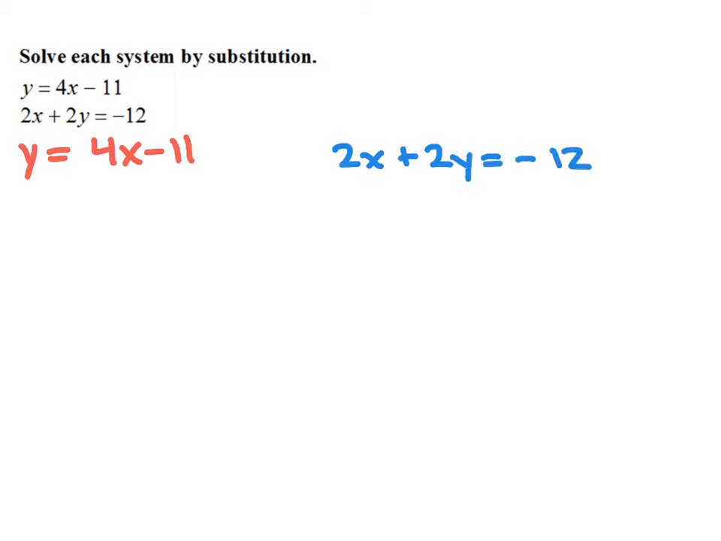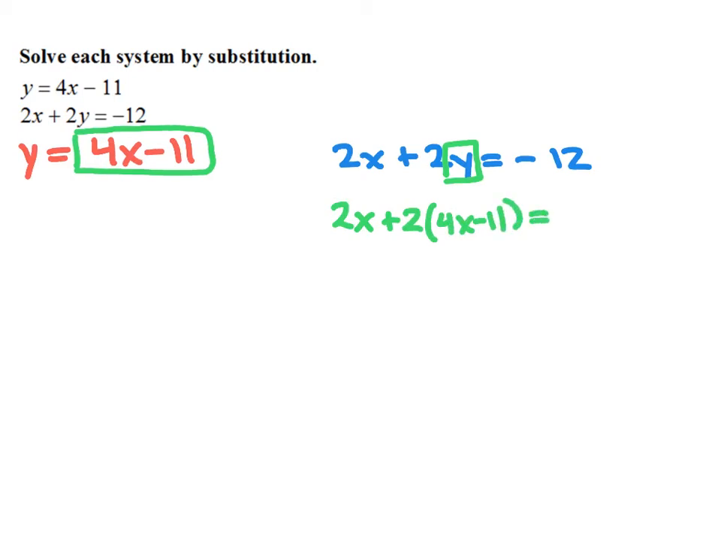Since y is already by itself, I can take this entire expression of 4x minus 11 and substitute it in for y in this equation. So I'll have 2x plus 2 times 4x minus 11 equals negative 12. Now if I want to solve this equation, I first have to distribute the 2. So I'll have 2x plus 8x minus 22 equals negative 12.